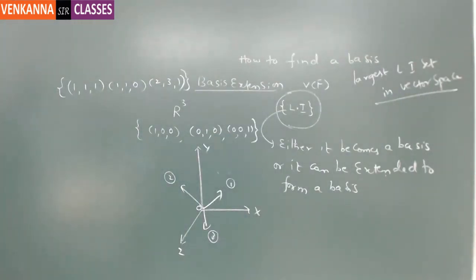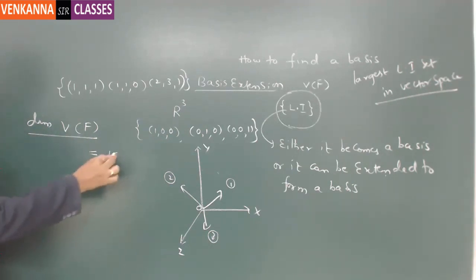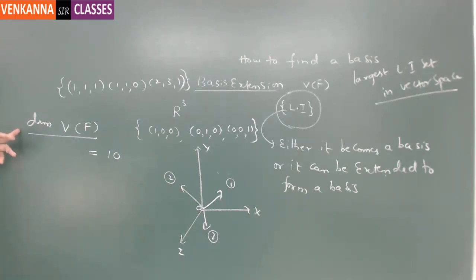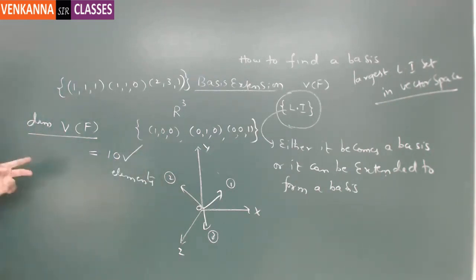So if you take a set having more number of vectors than basis, obviously it becomes linearly dependent. So let me say, if I have said that the dimension of the vector space is equal to 10, it means that you can find a linearly independent set in V having 10 elements. And this is the largest linearly independent set.